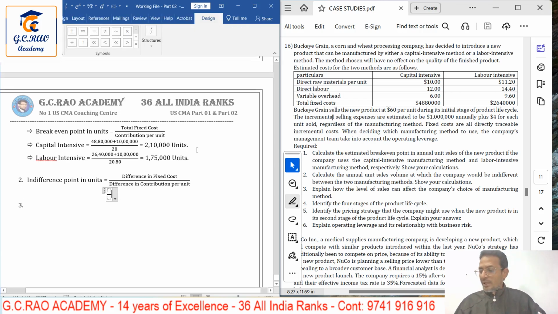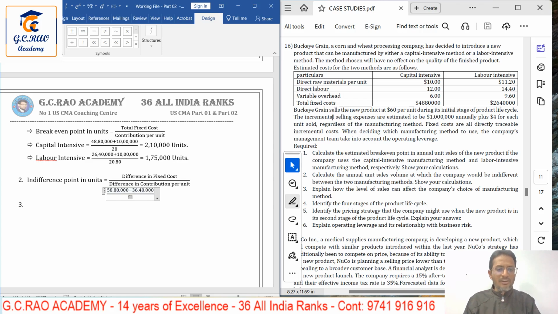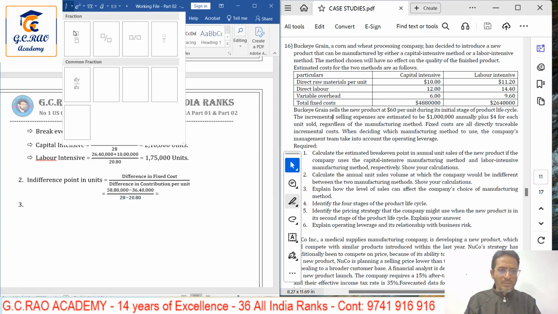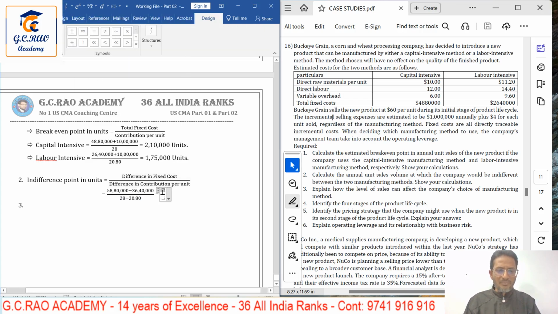Capital intensive: 48,80,000 plus 10 lakh, how much? 58,80,000. 58,80,000 minus labor intensive fixed cost 26,40,000 plus 10 lakh. How much are you getting? 36,40,000 divided by difference in contribution, 28 minus 20.80. Simplify the calculation and see what you are getting.